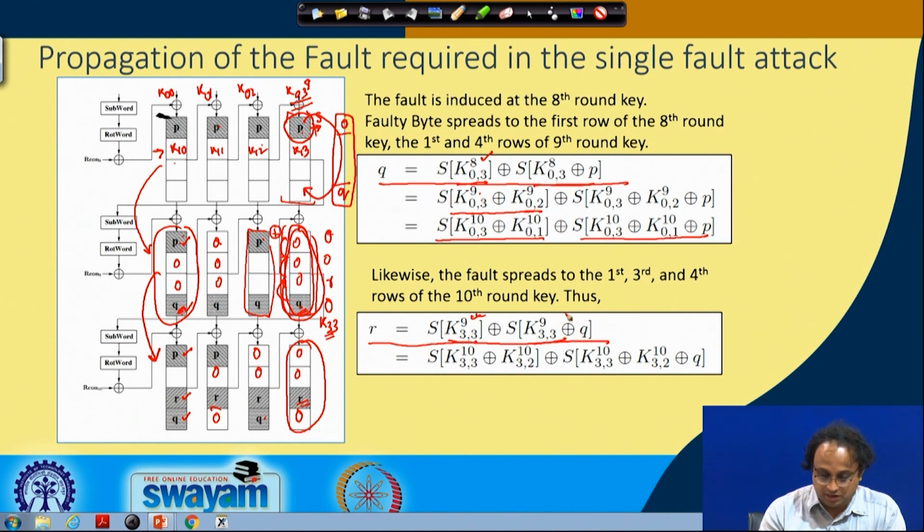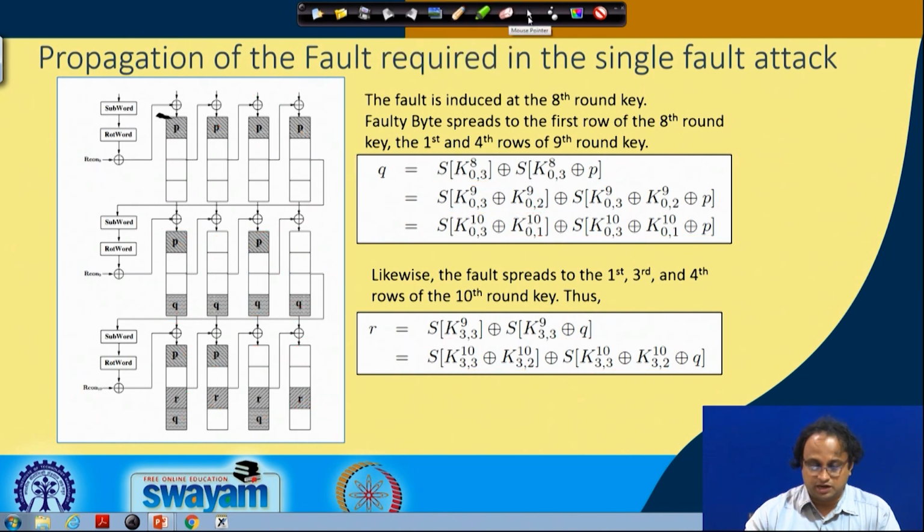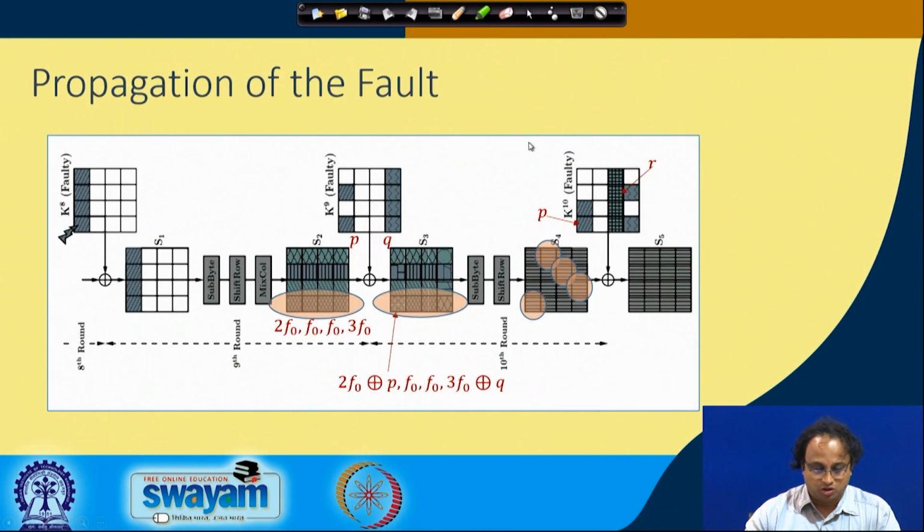Likewise, these 9th round keys you can write in terms of the 10th round keys. So that explains how you can model the propagation of the fault in the key schedule of AES, of AES-128. Now let us see what is the effect of this fault on the propagation of the AES algorithm.